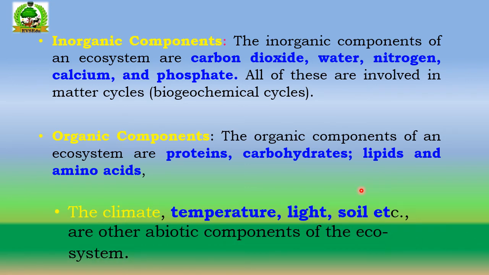And the final category under the abiotic components is the climatic components. These are temperature, light, soil, precipitation, wind, and so on and so forth. These abiotic components, be they inorganic, organic, or climatic factors, are always in interaction with the biotic components, and the interaction of the biotic components between themselves and with their physical environment, the abiotic components, represents the ecosystem.